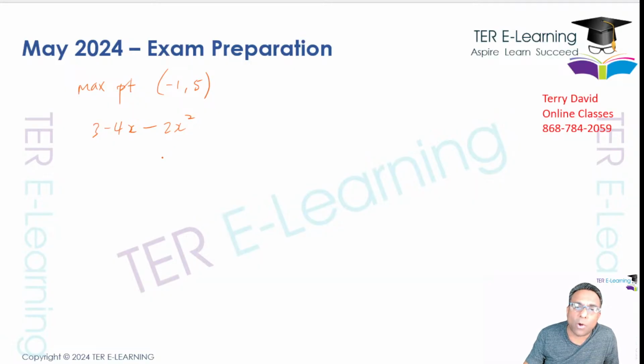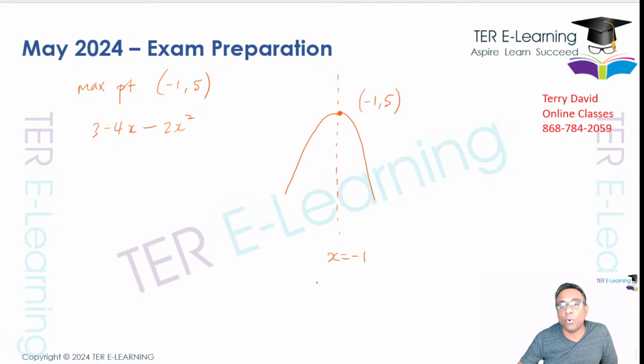Now, if you want to sketch this curve here, you know it has a maximum point, so you know the graph is going to look like this. And you know that the coordinates of this point here is actually -1, 5. We also know that this dashed line is the axis of symmetry. So we know how the curve is supposed to look, and we know what the maximum point is.